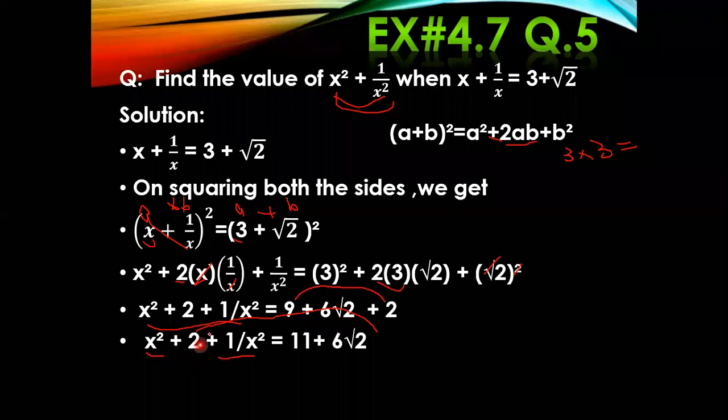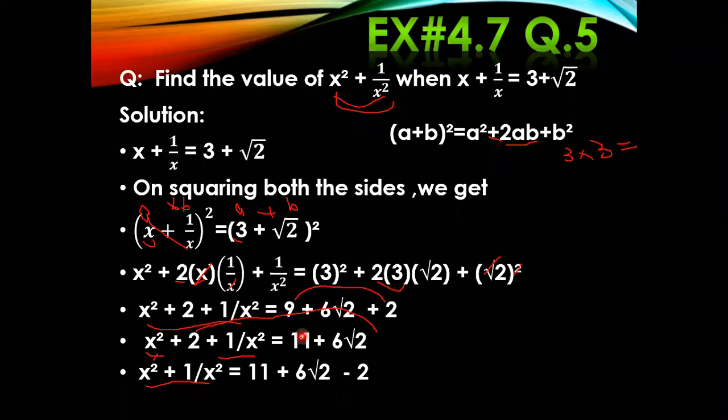So this is plus 2, so when we are moving this towards the right hand side, it will become minus 2. Okay, and what is left on the left hand side? This x square and then this plus 1 upon x square. आ गया आपके पास ये x square plus 1 upon x square.